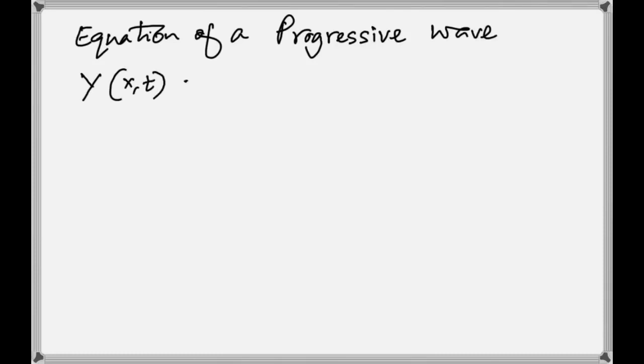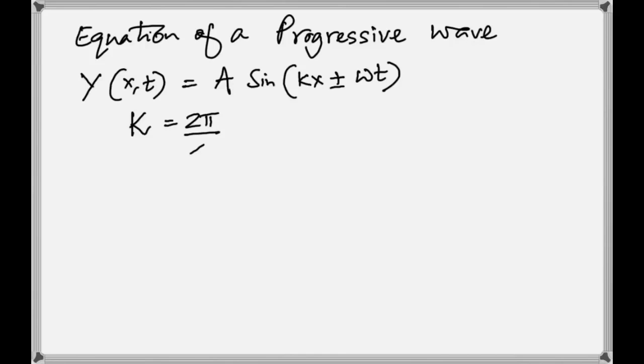Which is y as a function of x and t given by A sine(kx plus or minus omega t). Now, in this case, k is the wave number and it is 2 pi by lambda, lambda being the wavelength, and omega is 2 pi by T. And also, the speed of the wave could be determined by dividing omega by k.